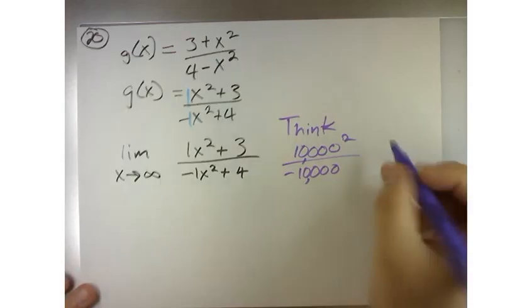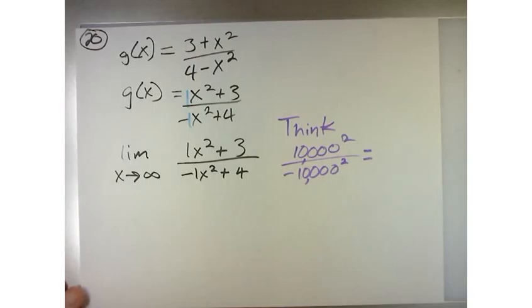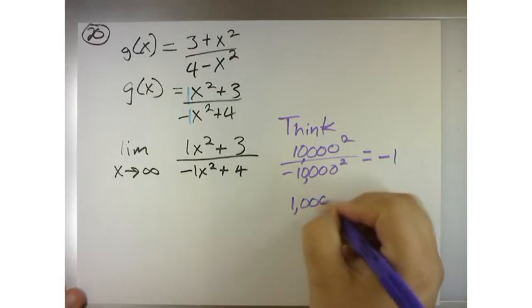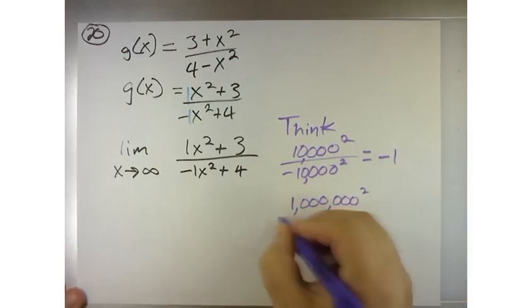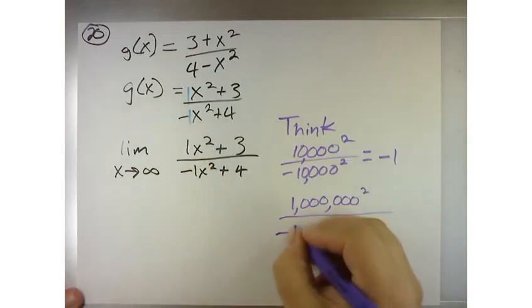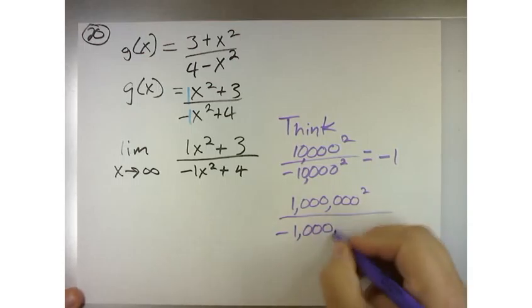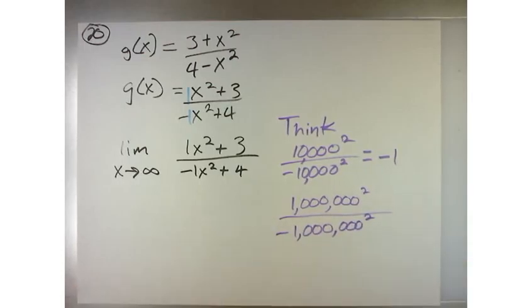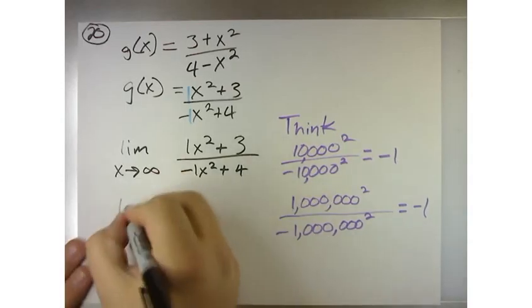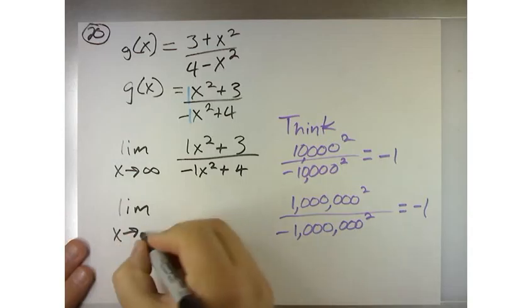Well, what does this reduce down to? Negative 1, right? Well, now let's assume I plug in 1,000,000. Well, 1,000,000's a big number, and when I take 1,000,000 and I square it, again, the plus 3 and plus 4 on the bottom, that's really kind of insignificant, right? So what would that reduce down to? Negative 1.